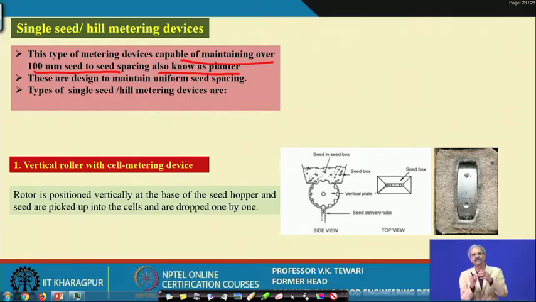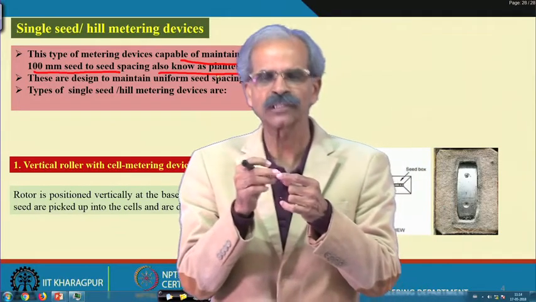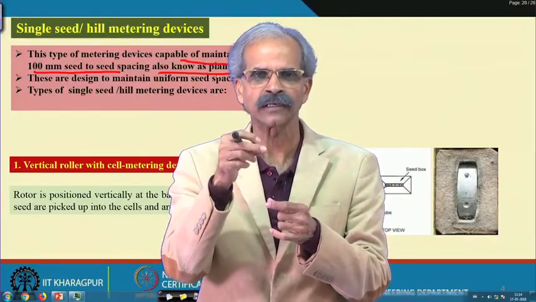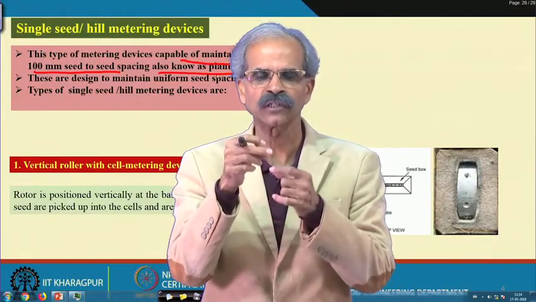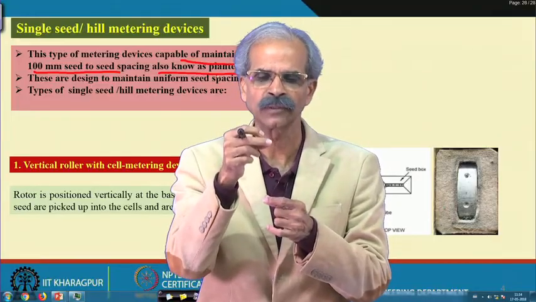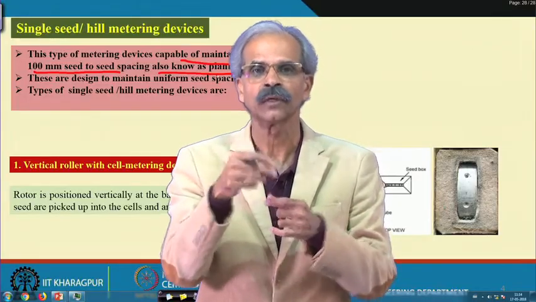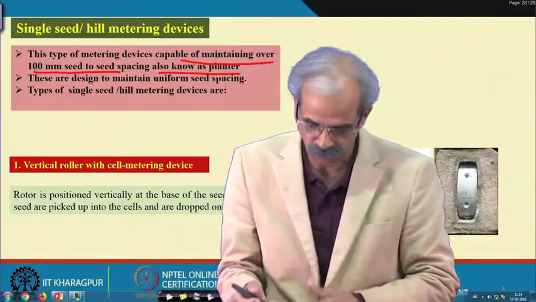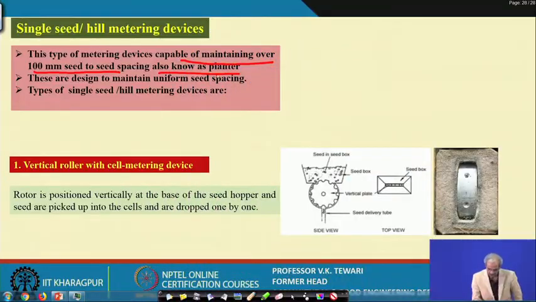The stud type of metering mechanism, where within the consecutive studs, whatever is the amount which is coming up, if the stud is put in such a way that only one seed comes, then fine. So, a similar concept, if you see a vertical rotor here, you can see in the side view that this is the seed box, and this is the vertical rotor.